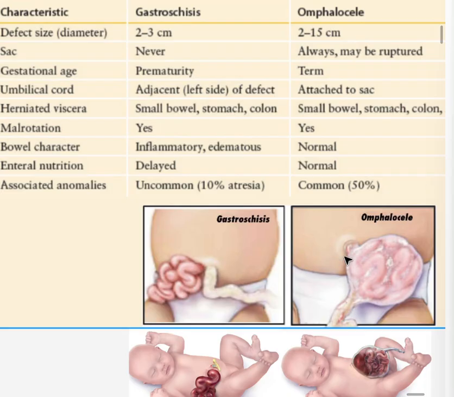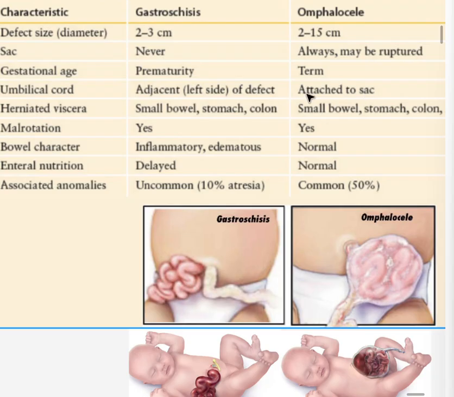Now, this one does have an association. Here you can see it's not associated with other anomalies in only 10%, but it's very common to see this associated with other anomalies like cardiac, genitourinary, or neural tube defects. There's a membrane present, so whenever you see a membrane present, you think about a chromosomal anomaly. Omphalocele is also very common with Beckwith-Wiedemann syndrome. It's also common with trisomy 13 and 18. Okay, so remember that the umbilical cord is adjacent to the left side of the defect here. So this is the umbilical cord, it's adjacent to the left side of the defect.